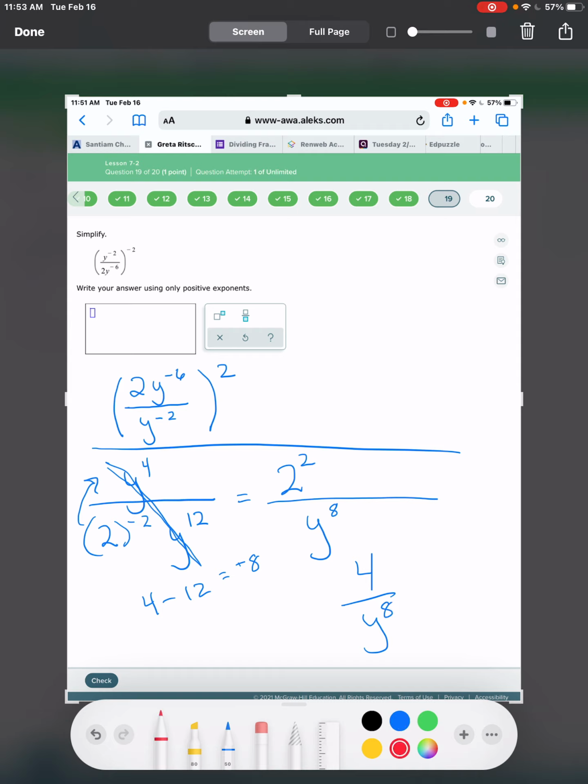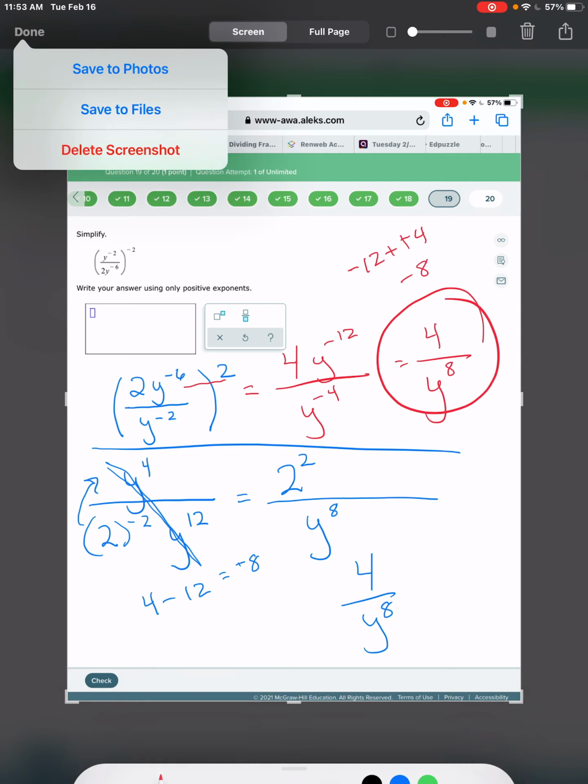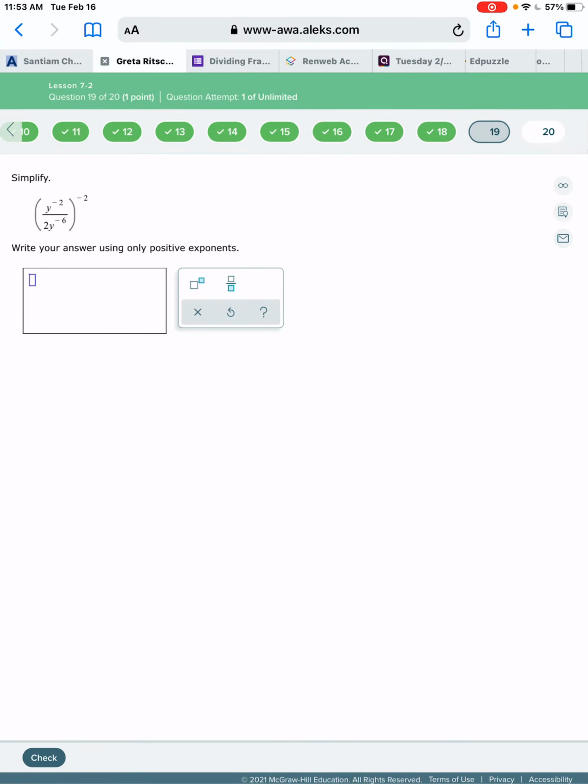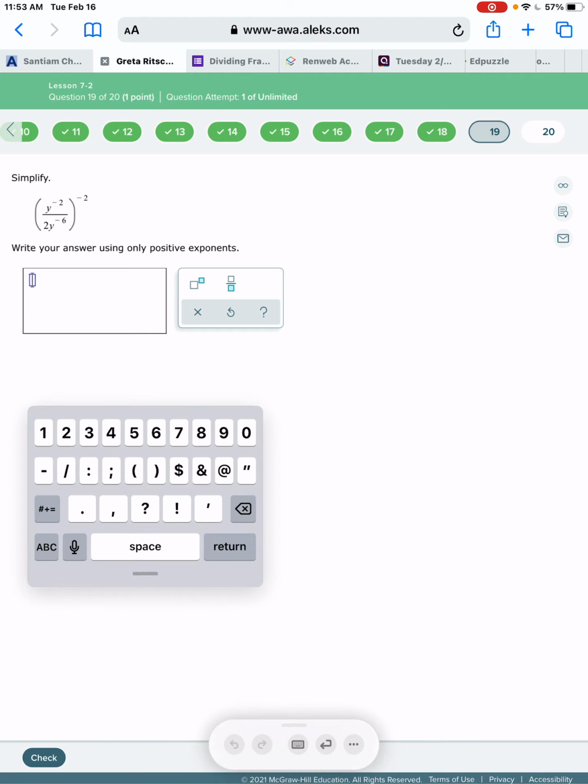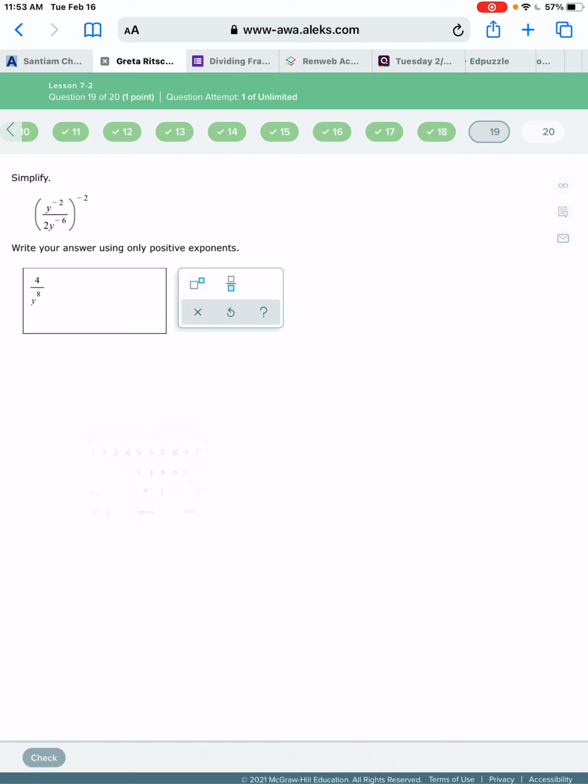Let me go back to my original idea here and show you that that should work out also. 2 squared is 4, and then y to the negative 12 over y to the negative 2 times 2 to the negative 4. Negative 12 minus negative 4 is negative 8. So I still have a 4 on top, and y to the negative 8 is going to go on the bottom and be happy. Okay, 4 over y to the 8th. Check.